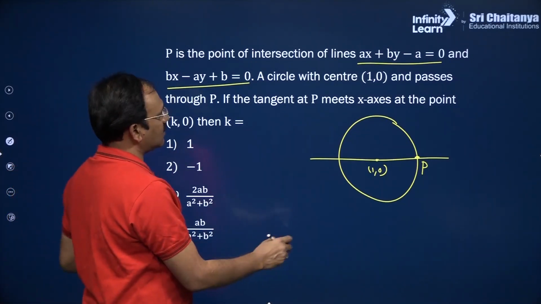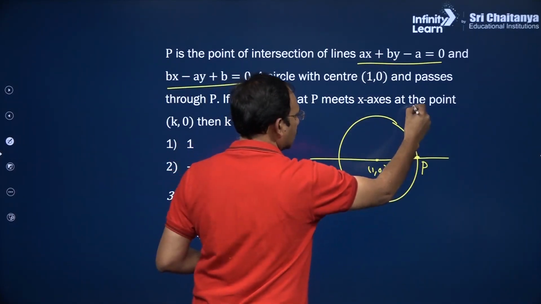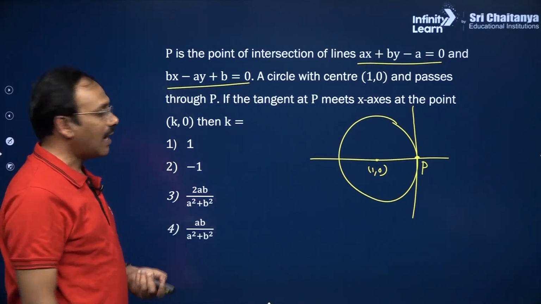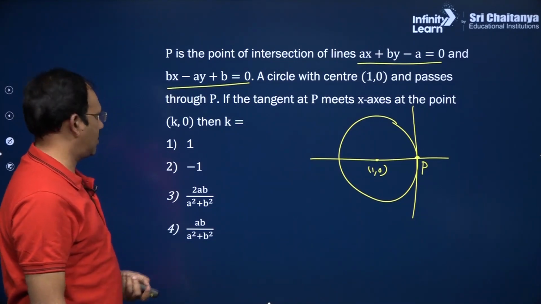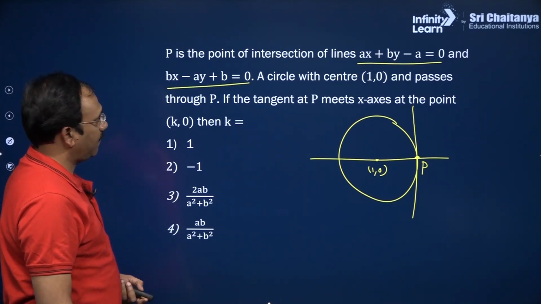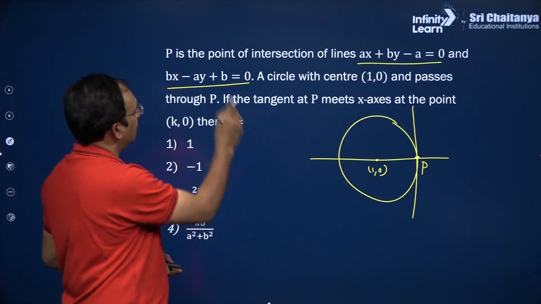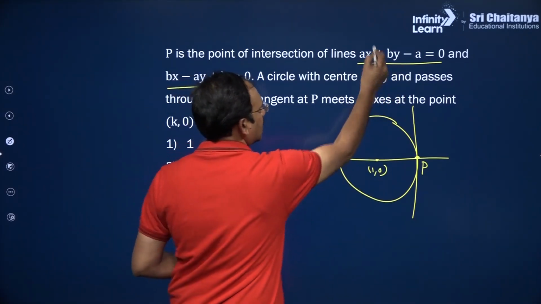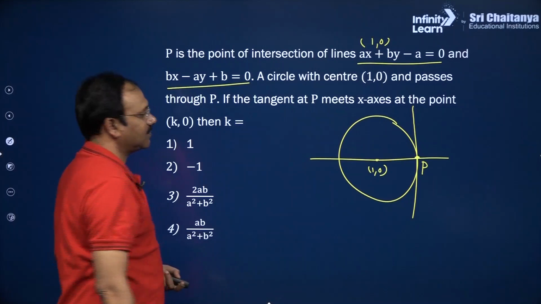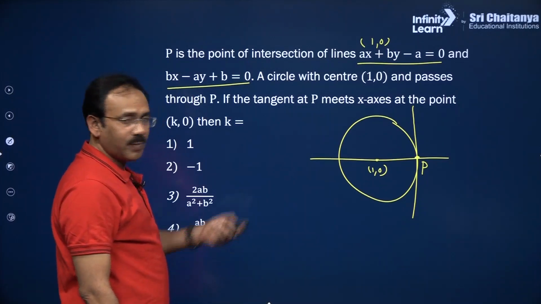You see, my dear friends, interestingly 1, 0 lies on this line. So the second line is perpendicular to this, and it should be passing through 1, 0 here also. I mean to say, P is actually not passing through 1, 0, but he said P is the point of intersection of these 2 lines. This line is passing through 1, 0. So 1, 0 is here, right? So our circle has center 1, 0, and P is the point there.